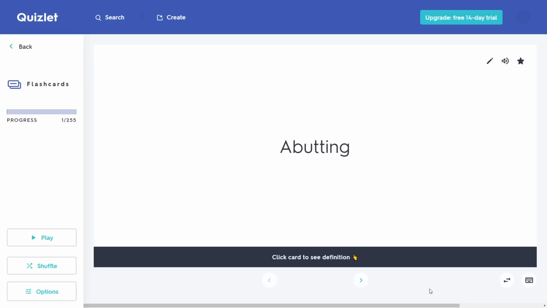All right, without further ado, let's jump right into it. So the first term we have today is abutting. Yes, abutting. So like I said earlier, I'm going to give you guys a couple seconds to get that mind pumping, see what you can come up with before I flip and we talk about the definition briefly. All right, you guys know what abutting is?